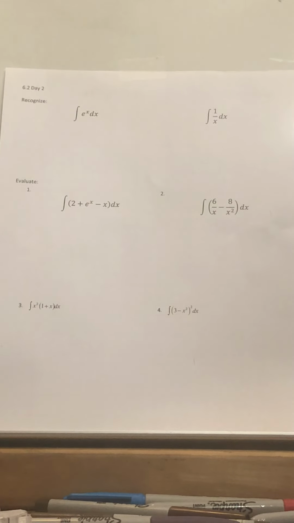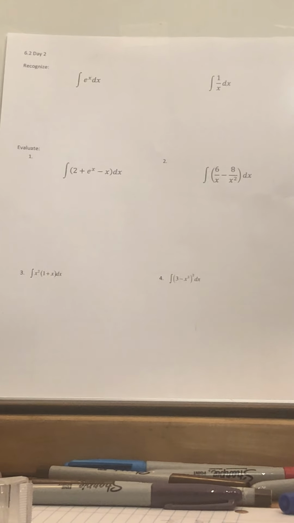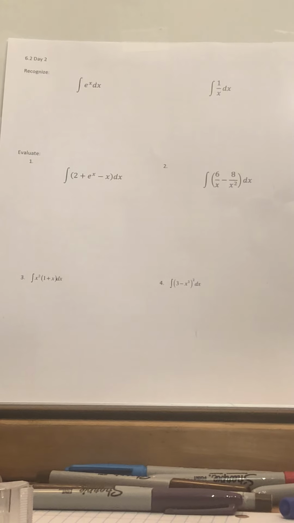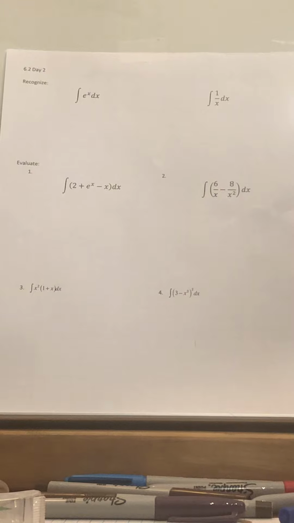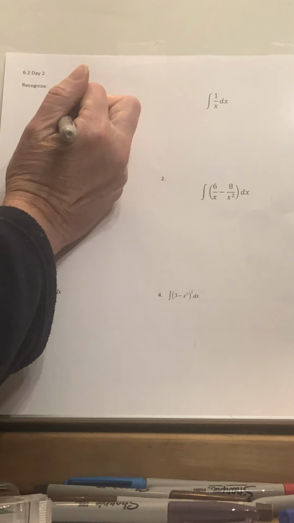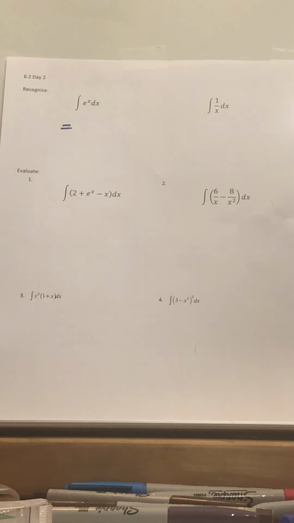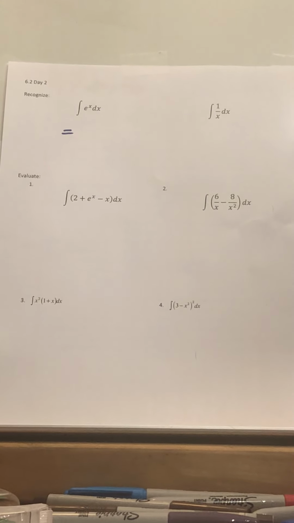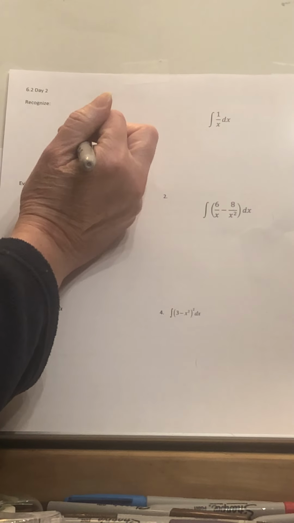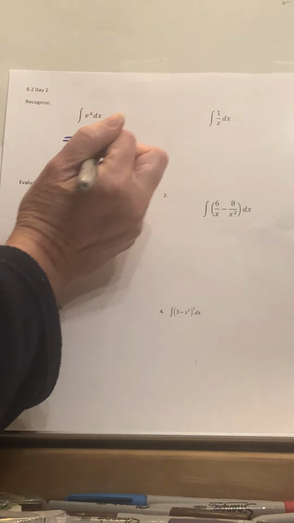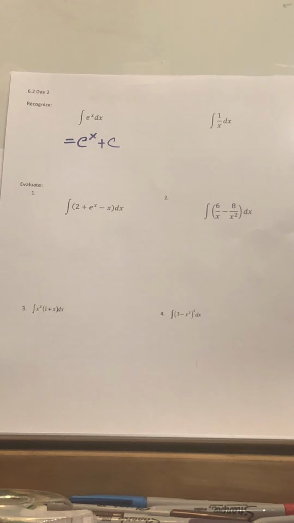Lesson 6.2, Day 2, more anti-differentiation with natural log and exponentials, as well as the simplifying cases. So we're going to start with reviewing the derivative of e to the x. E to the x is the easiest derivative, so it'll be the easiest antiderivative. Its derivative is itself, so its antiderivative is itself. So it's e to the x, and as before, plus the constant.